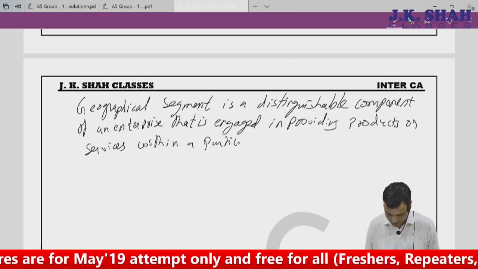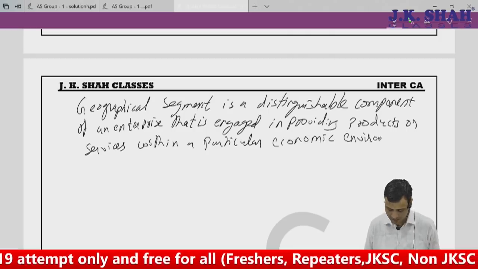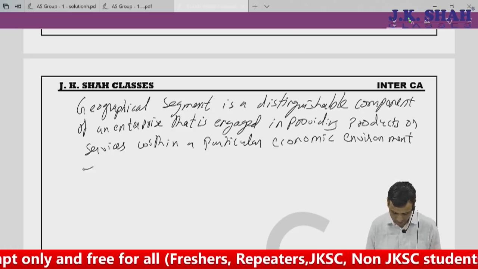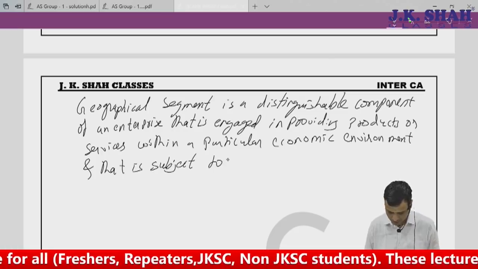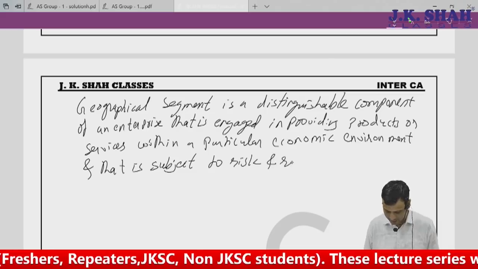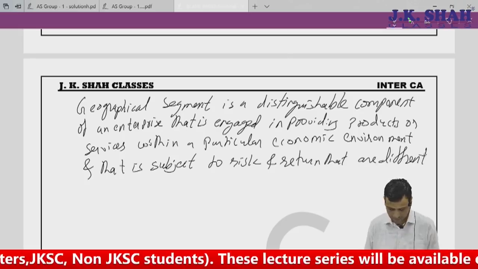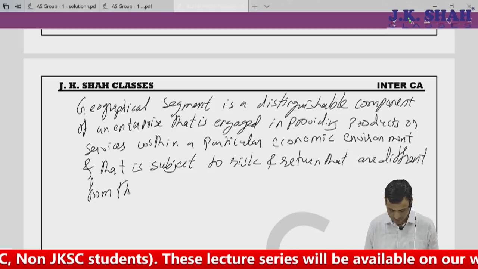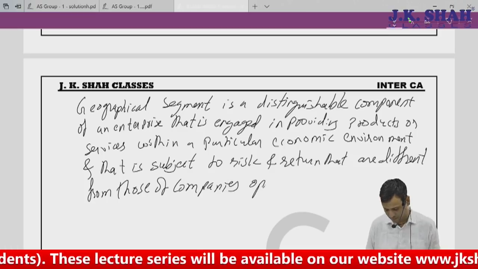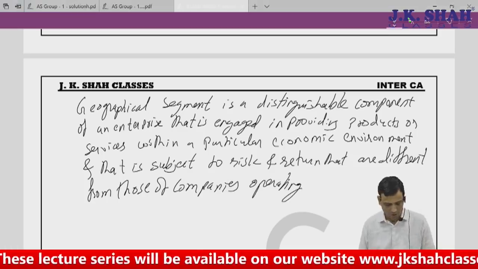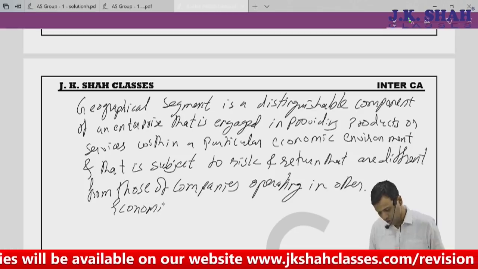within a particular economic environment, and that is subject to risk and return that are different from those of companies operating in other economic environments.